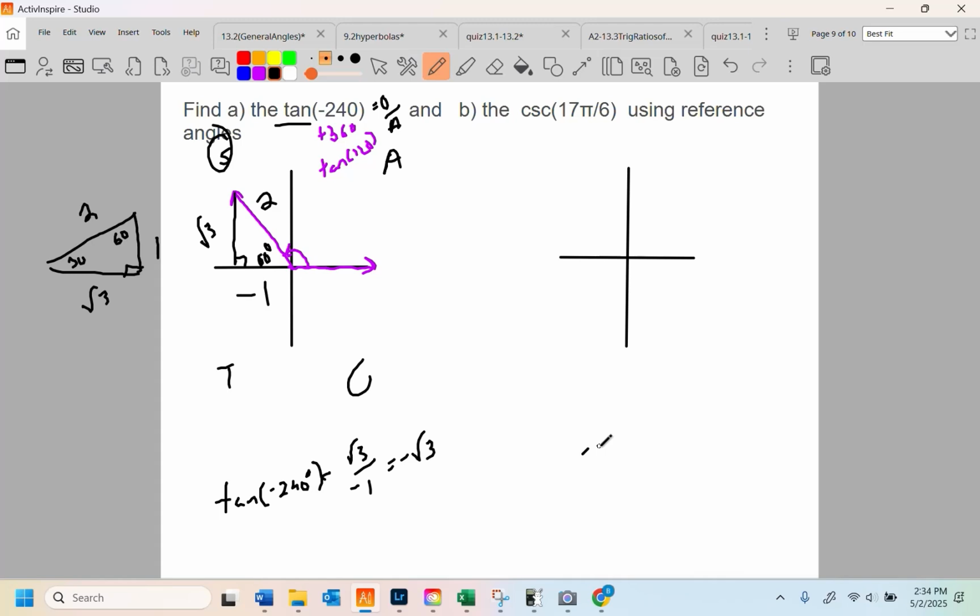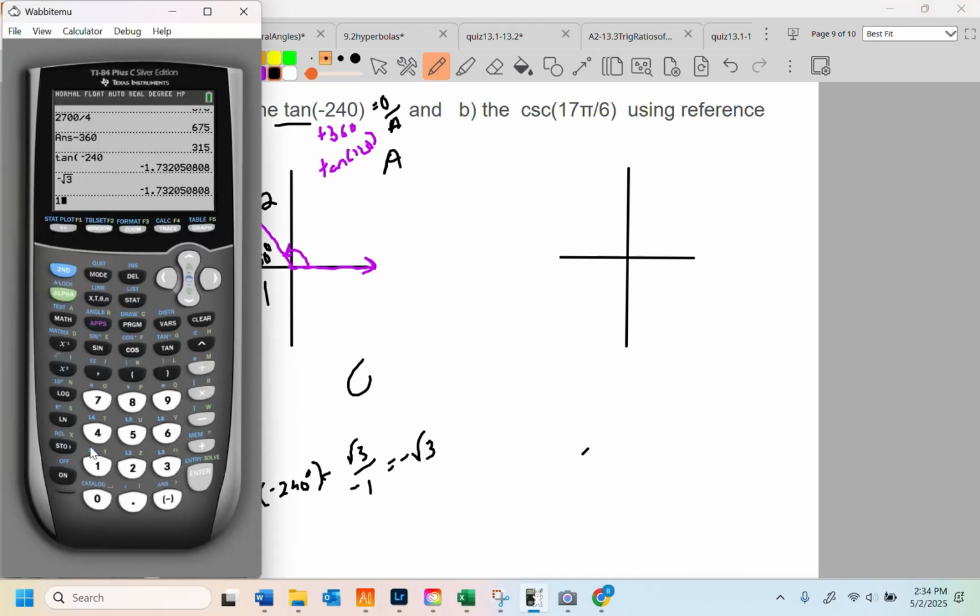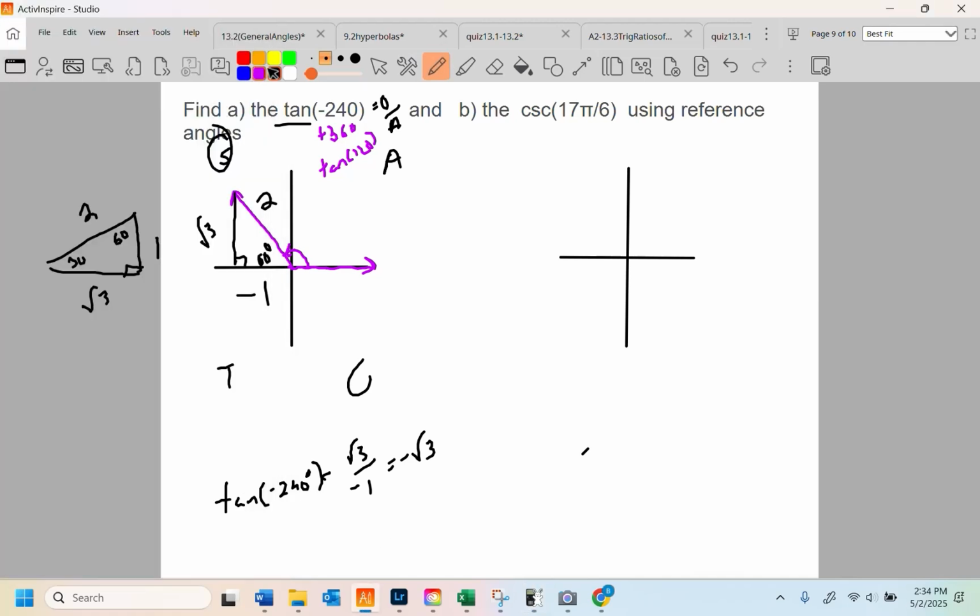Anywho, cosecant of 17 pi over 6. Now 17 pi over 6 is going to be 17 times 30, which is 510 degrees, which I don't want to work with. I'm going to take away 360. Find that coterminal angle. It's equivalent to a 150 degree angle, which would rotate to about right there, right? All right, cool. What's the reference? How many degrees to get to the nearest x-axis? The answer to that question is 30 degrees.